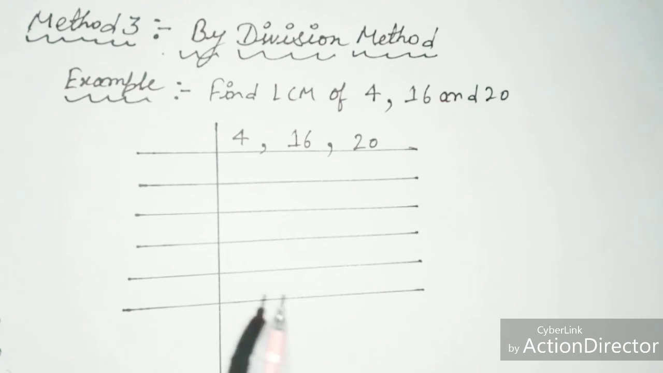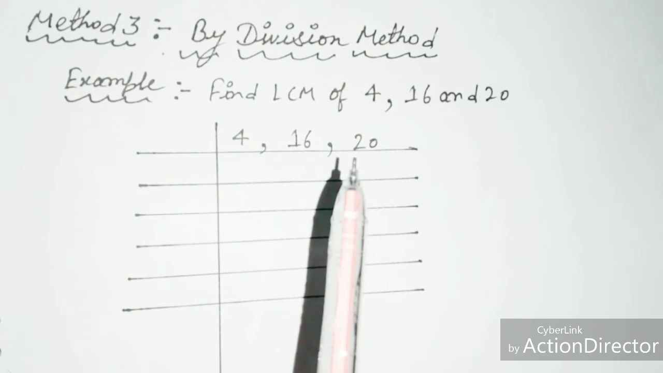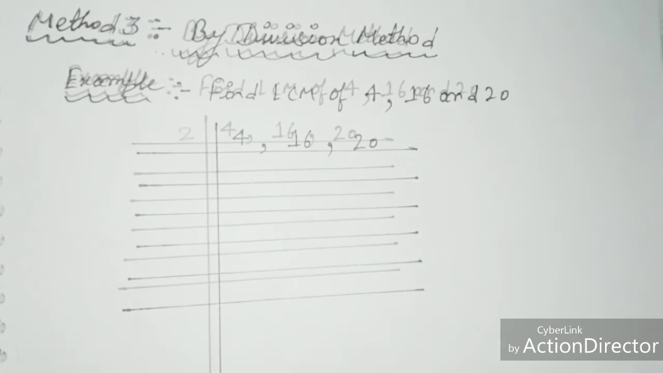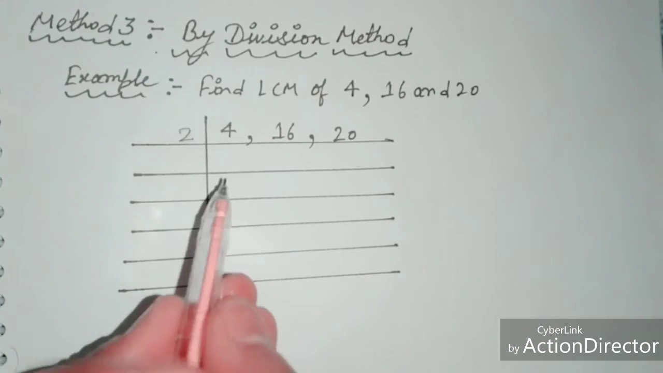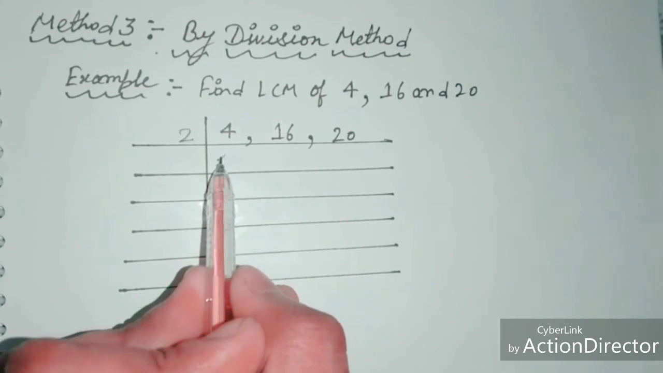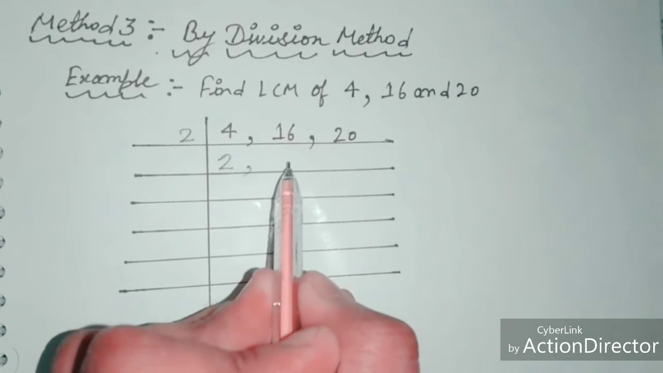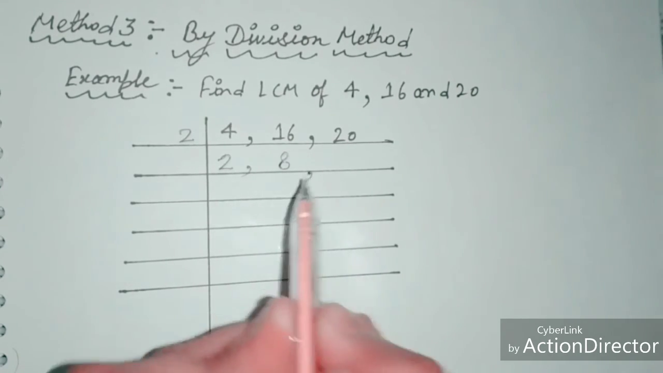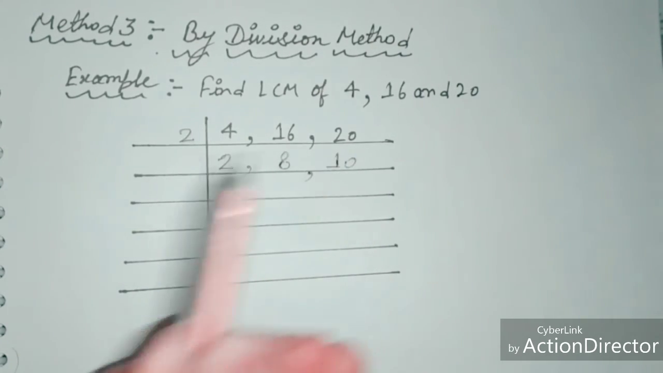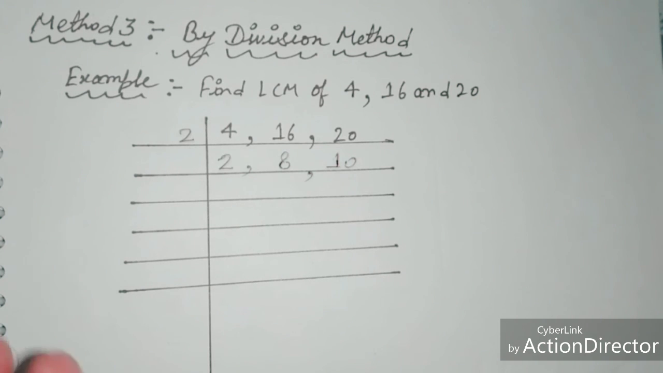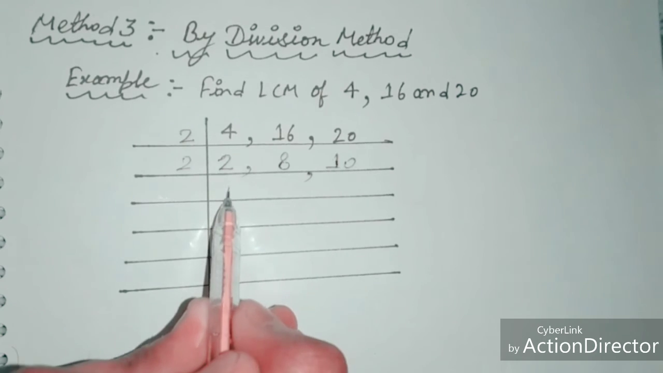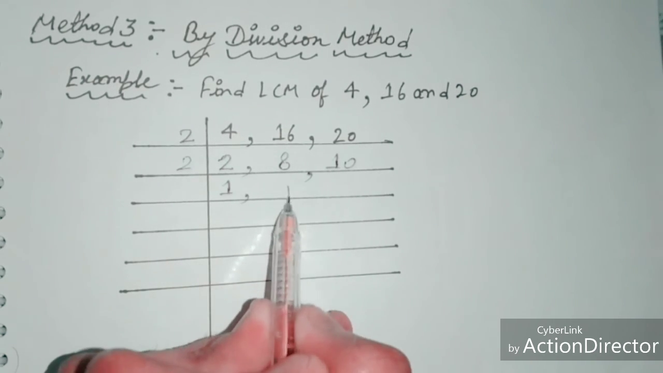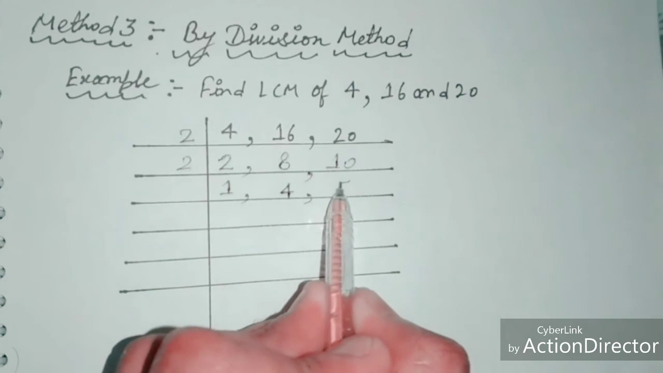So here the example is find LCM of 4, 16 and 20. Divide 4, 16 and 20 by 2. So 2 2s are 4, 2 8s are 16 and 2 10s are 20. Now again divide 2, 8 and 10 by 2. 2 1s are 2, 2 4s are 8 and 2 5s are 10.